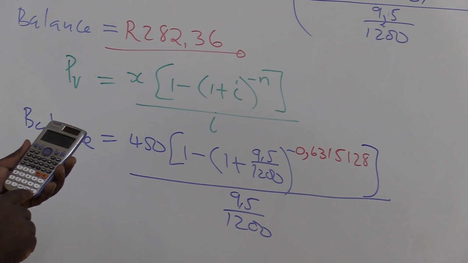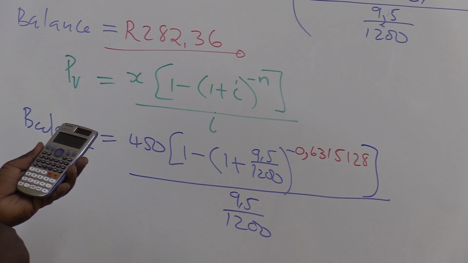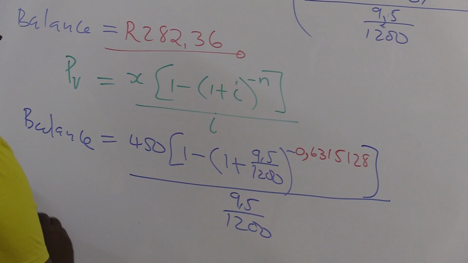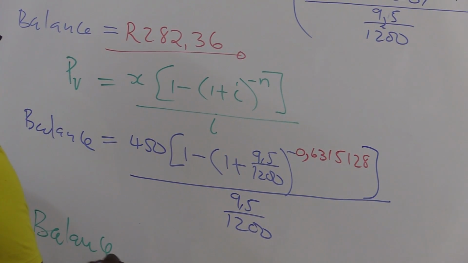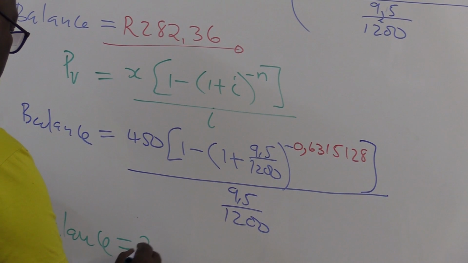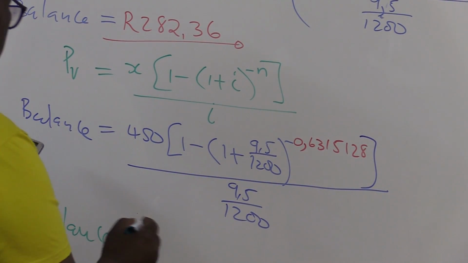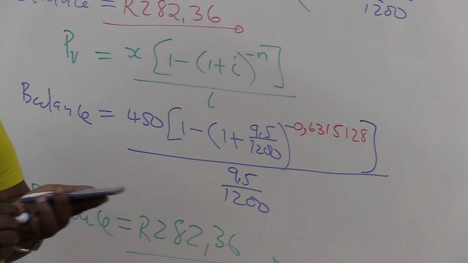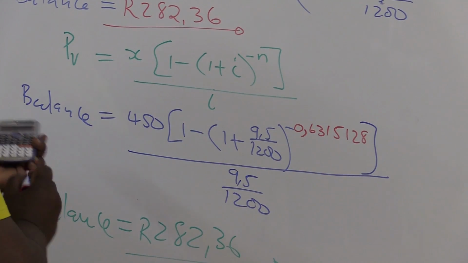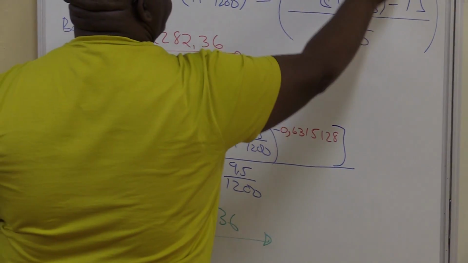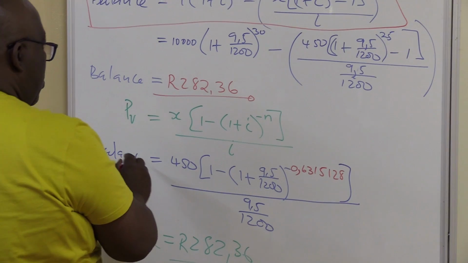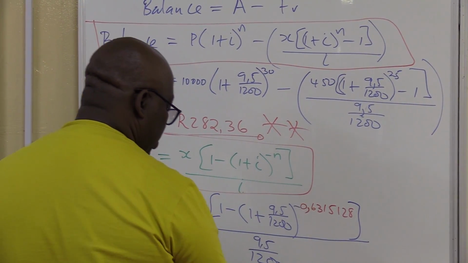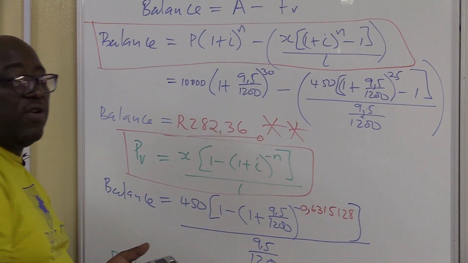Let's see if we get the same solution. Oh, yes. The balance, therefore, will be equal to, it's exactly the same, 282.36. In other words, whether we use this formula for the balance or we use this formula, we get the same results. So it will be up to you which one you prefer. I'll go for the second part.